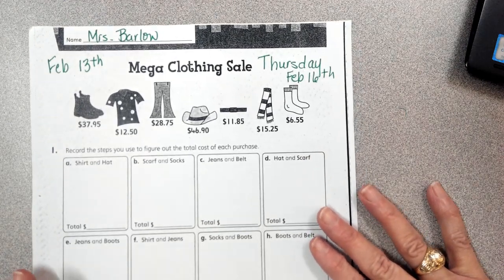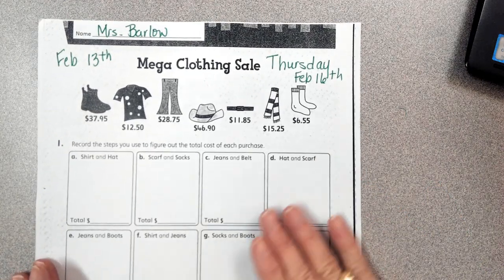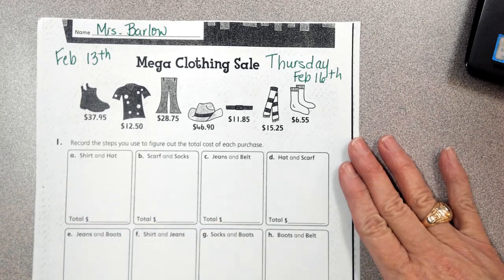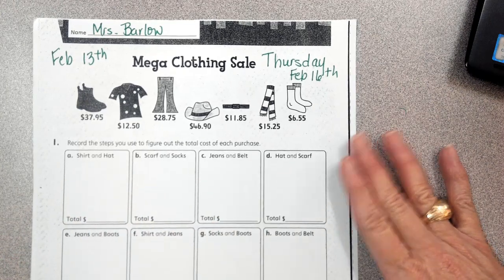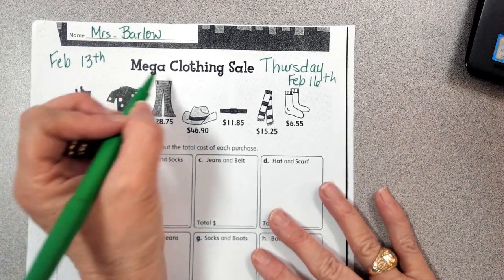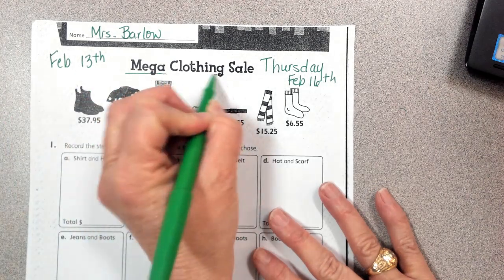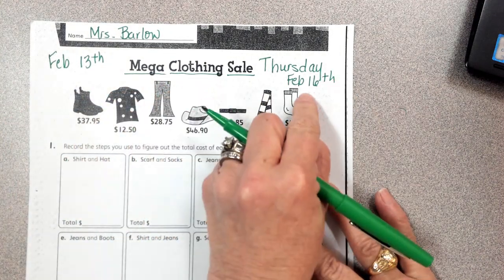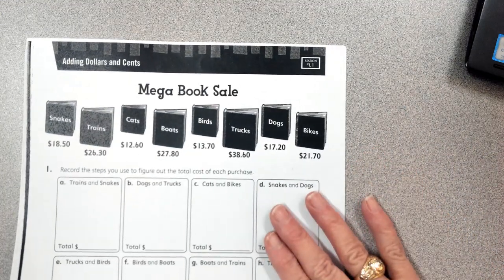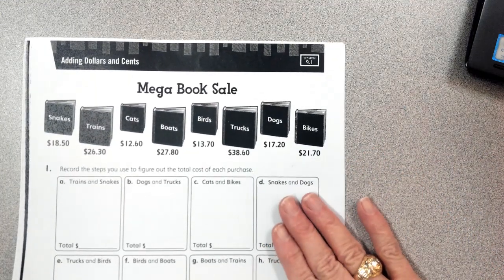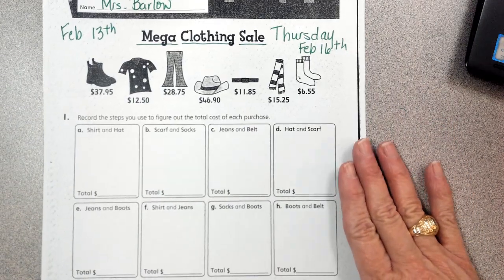What I'm going to do is provide you some help on this first row so that you know what to do. Just a reminder that only the mega clothing sale is due on February 16th. We are not going to do the mega book sale this week. We're going to save that for another time. So at this time, we're only working on the mega clothing sale.